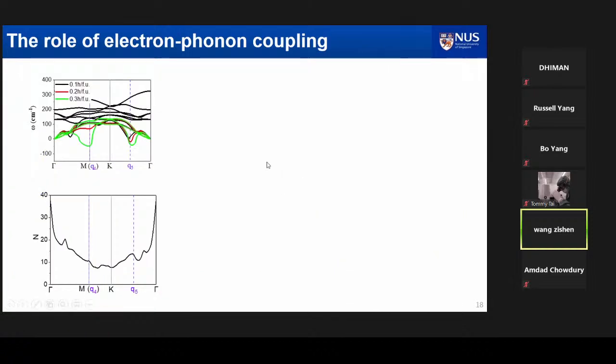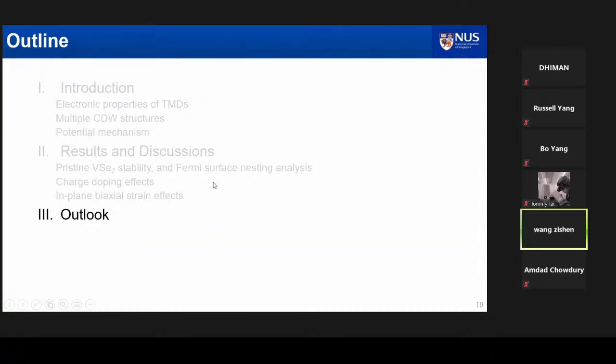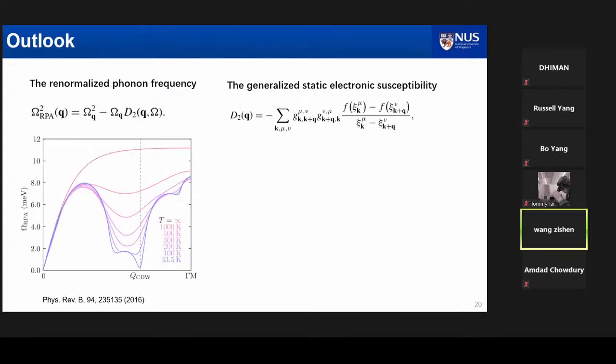One may note that our Fermi surface nesting is unable to make a prediction of the large phonon softening at the M point. However, the phonon linewidth, which incorporates electron-phonon coupling, certainly has a large and broad peak at this endpoint, which suggests that the electron-phonon coupling is the driving force of the phonon instability at the endpoint. So for future work, we should include the electron-phonon coupling effect.